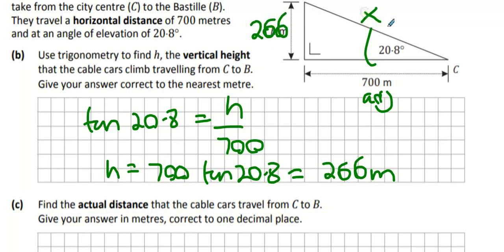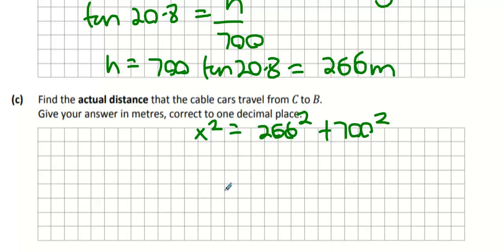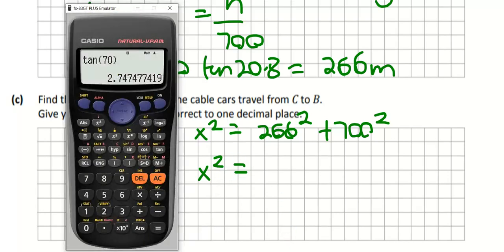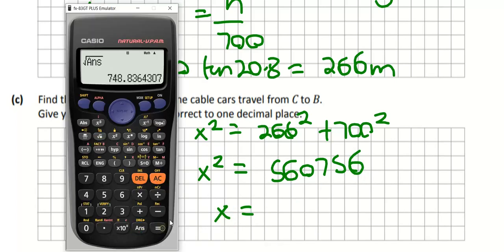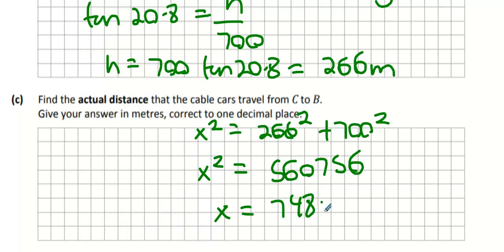Now, lads, most of you guys opted to use Pythagoras' theorem on the next one. And we found out what x is. So we go x squared equals 266 squared plus 700 squared. And what happens when we add them together? Who got 56,076? Tell me what you get. Or anybody who got 5 marks? Square root that. Square root to get your answer. Okay. Full marks, yeah or nay?